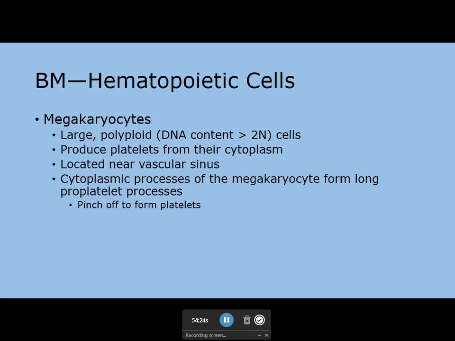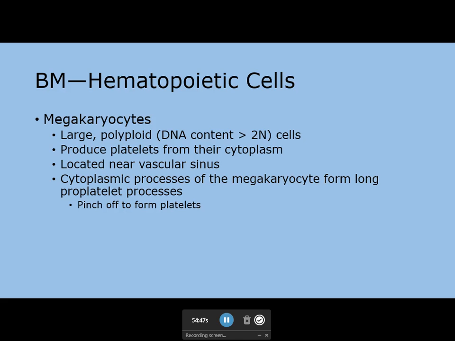Where have y'all seen ploid before? Diploid and haploid, right? So with haploid, we only have one set of the chromosomes, right? Like our sperm and egg are all haploid. So they have 23 chromosomes, okay? Whereas diploid is two sets, right? Polyploid means many, okay?